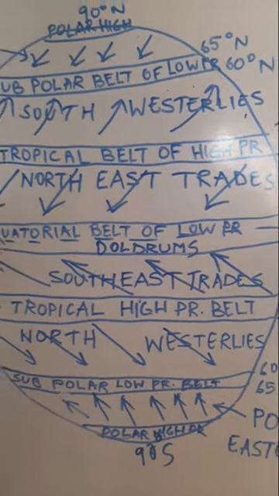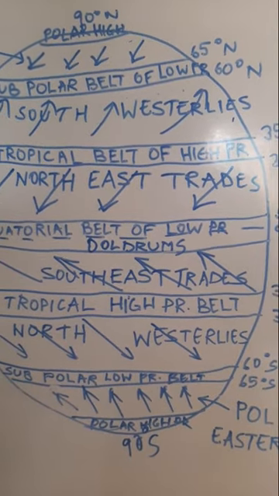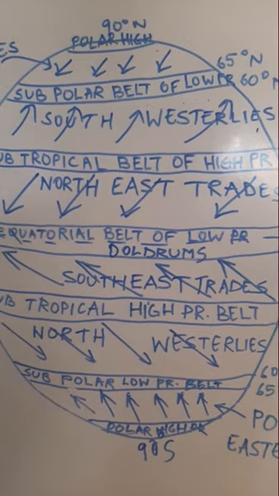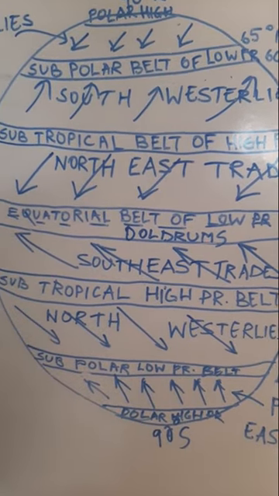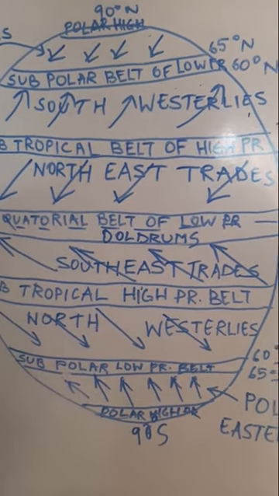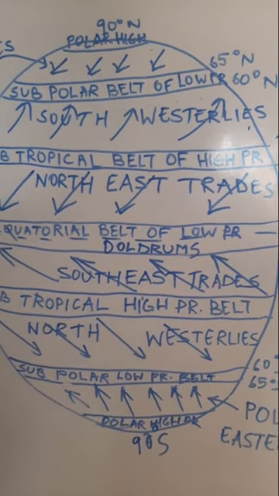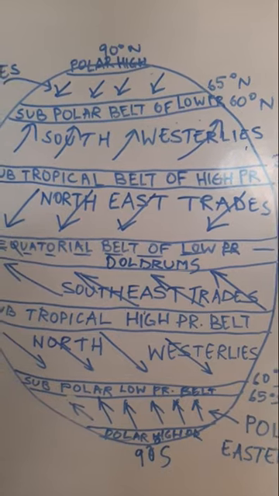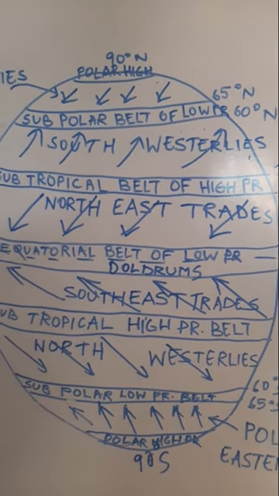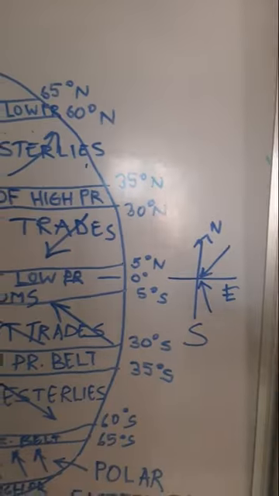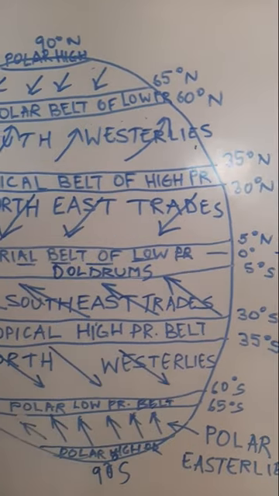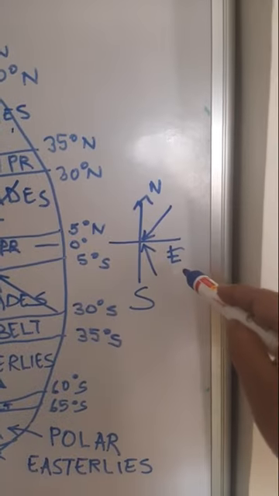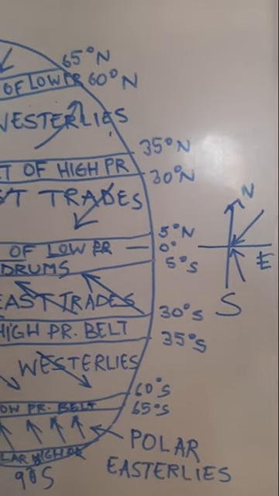Now why is this word trade used? Because here the winds are very calm. They are not very violent. They are calm winds which help the traders to move. So the words northeast trades and southeast trades. Mind it, children, northeast states the direction. It is coming from northeast, so the name northeast has been used. It is blowing from southeast, so the word southeast trade has been used.